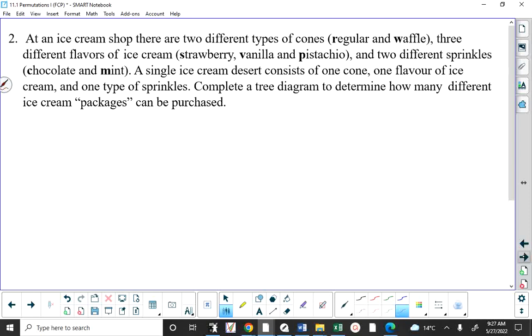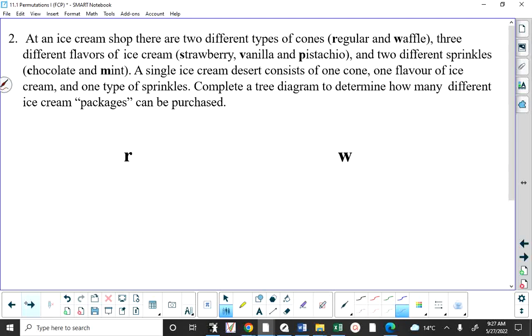So I don't think I want to draw a regular cone with vanilla ice cream and mint sprinkles, and then draw a regular cone with vanilla ice cream and, oh, there is chocolate sprinkles. Do you see how easy it would be to lose track of what you've already counted? So we're going to use what's called a tree diagram. And the first step in the tree diagram is a choice that you make. And this lesson today is all about choices, everybody.